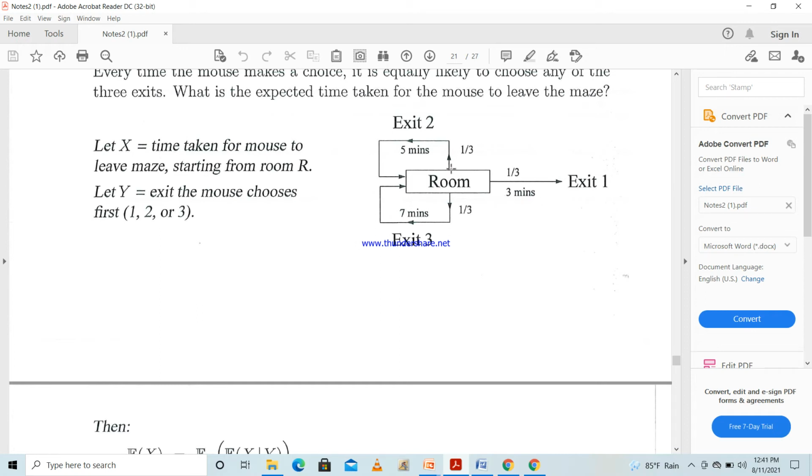But if you take the expected value of X given Y equal to 2, that is the mouse taking the second path, then what will happen? The mouse has to spend 5 minutes. Again he will come back to the same point, that is, he'll come back to the same room. So again we have to consider the time, the expected time that he has to spend to leave from the room. That is again the expected value of X.